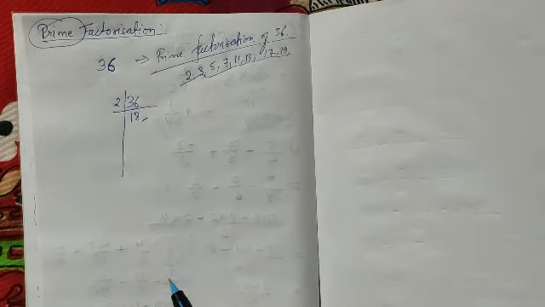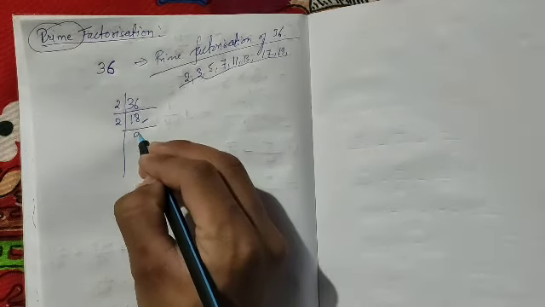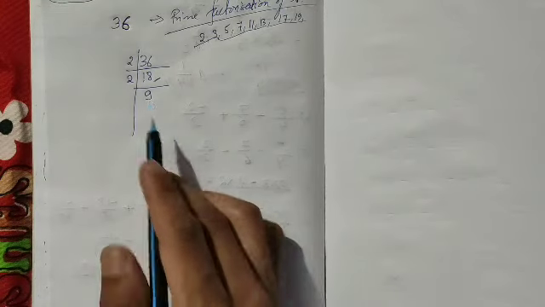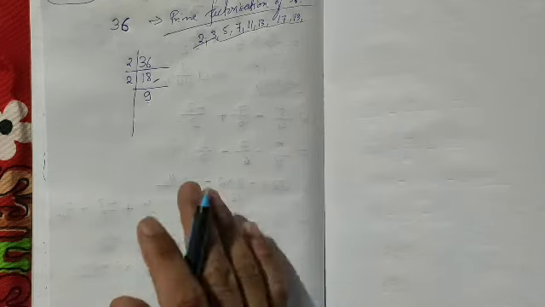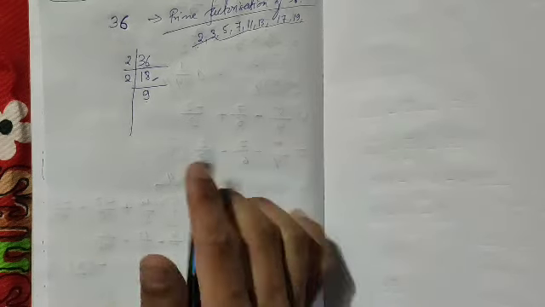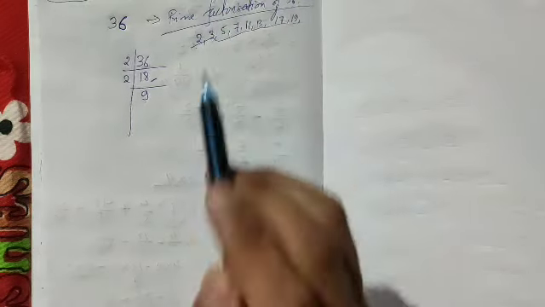Now is it divisible by 2 again? Yes. So again you have to divide by 2. 2 times 9 is 18, right? So now we got 9. Now again you have to check whether this is divisible by 2 or not. Is it divisible by 2? No, 9 is not divisible by 2. Then you have to move to 3. You cannot directly move to 5. You have to check with 3 first.